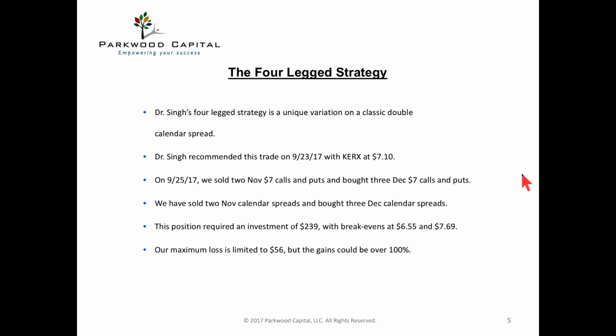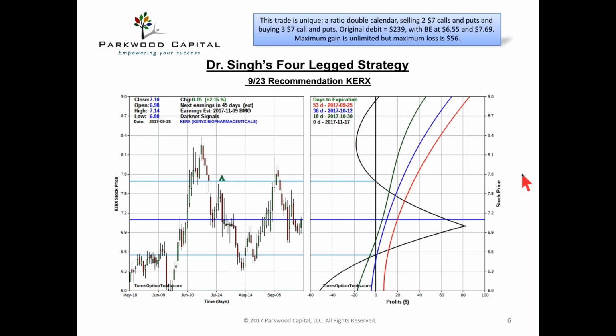Now, this position required an investment of $239, and the break-evens initially were at $6.55 and $7.69. But as you'll see in a minute, that can widen and actually get more favorable with time. Our maximum loss is limited to $56, but the gains could easily be over 100%. Here's our risk-reward diagram for this trade. On the left-hand side, we have the stock price. As you can see, it's right here at about $7.10. On the right-hand side, we have the risk-reward diagram.